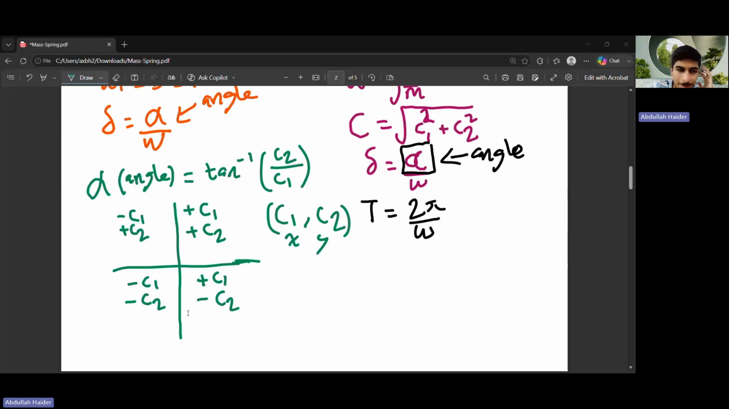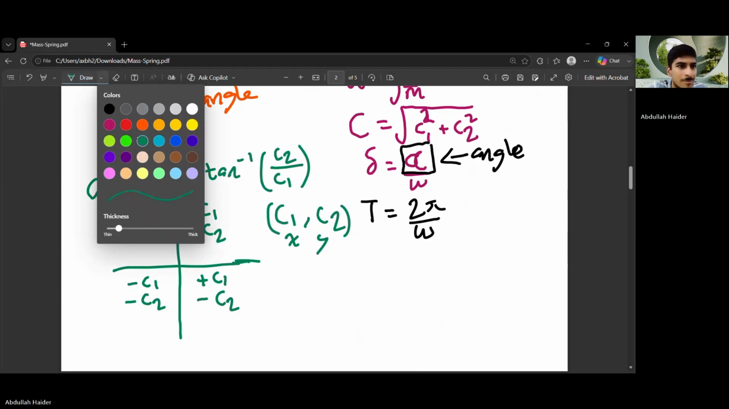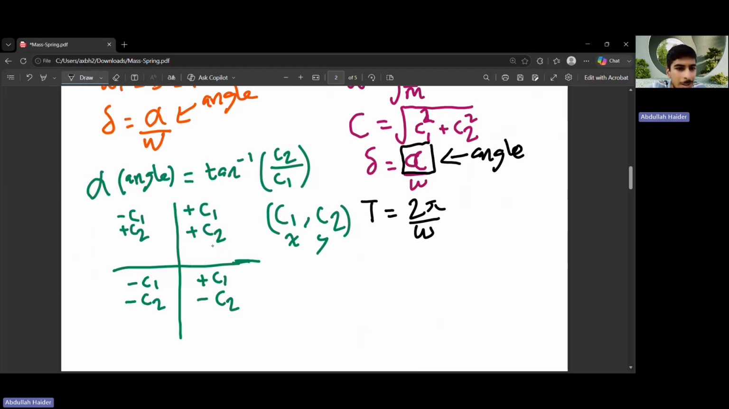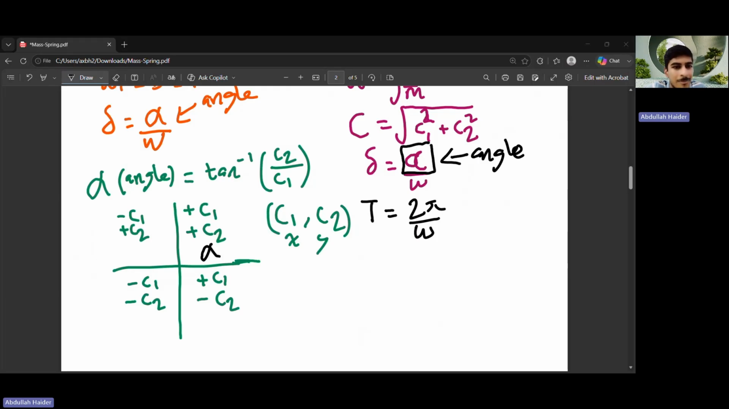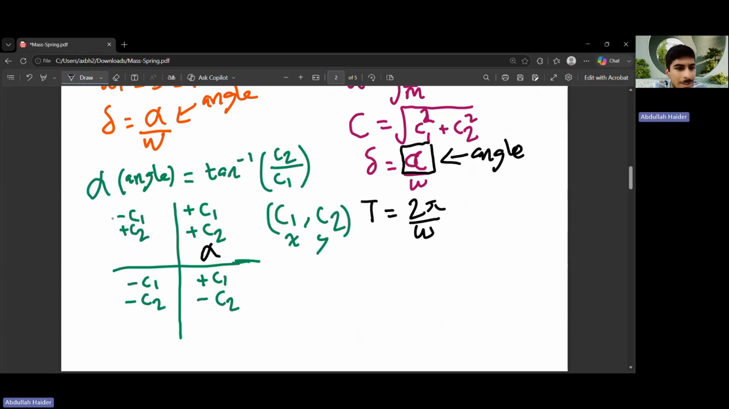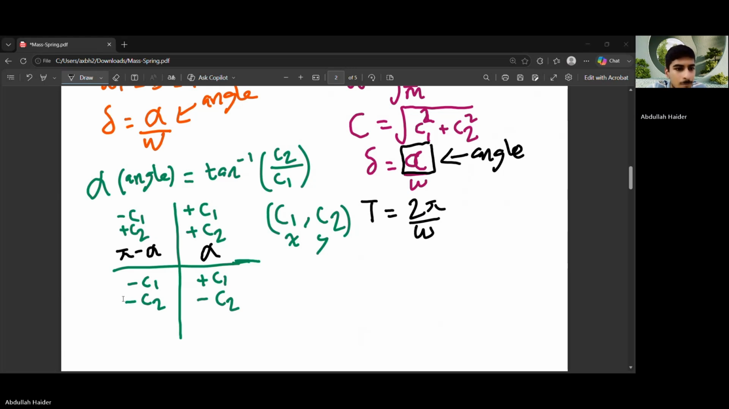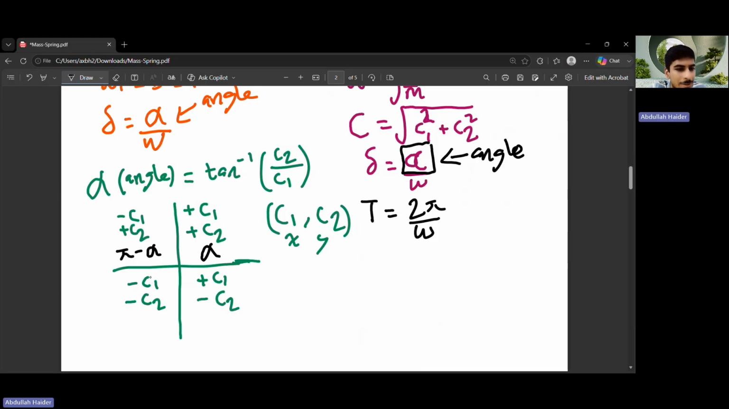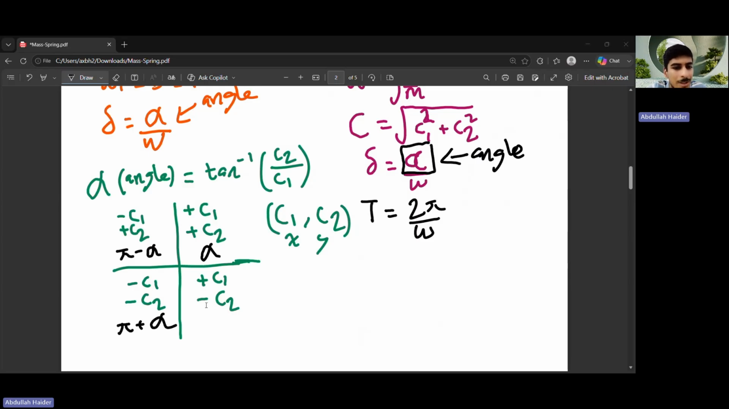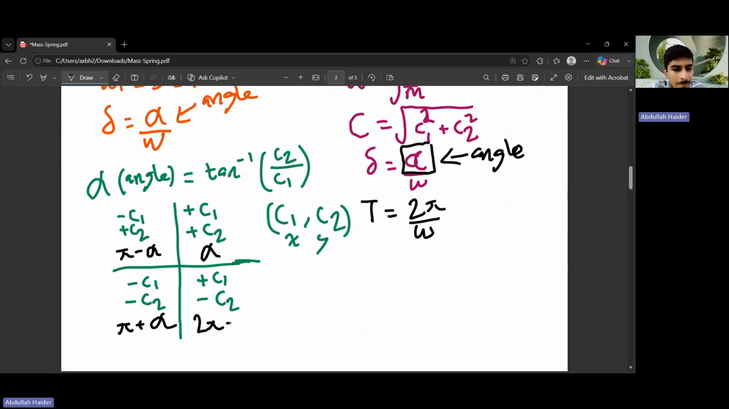It's something you might have learned in physics 1, where the alpha will stay as it is here. And then if you have negative C1 and positive C2, you have to do pi minus alpha. And if your C1 and C2 are negative, you have to do pi plus alpha. And if you have C1 positive and negative C2, you have to do 2 pi minus alpha.